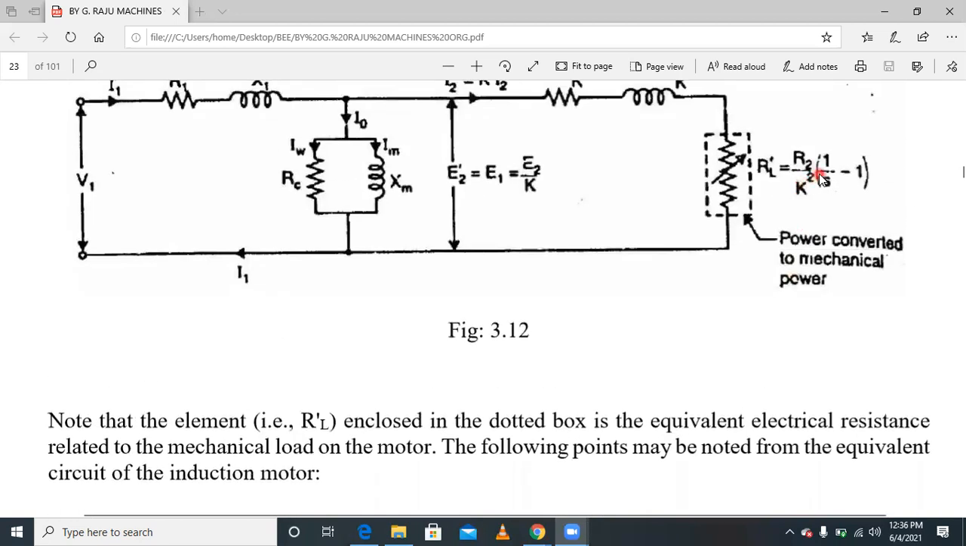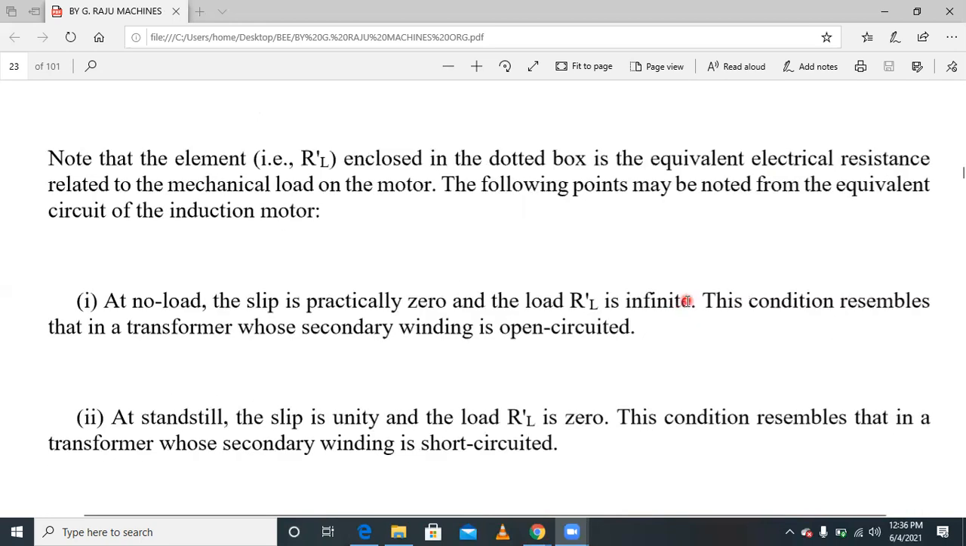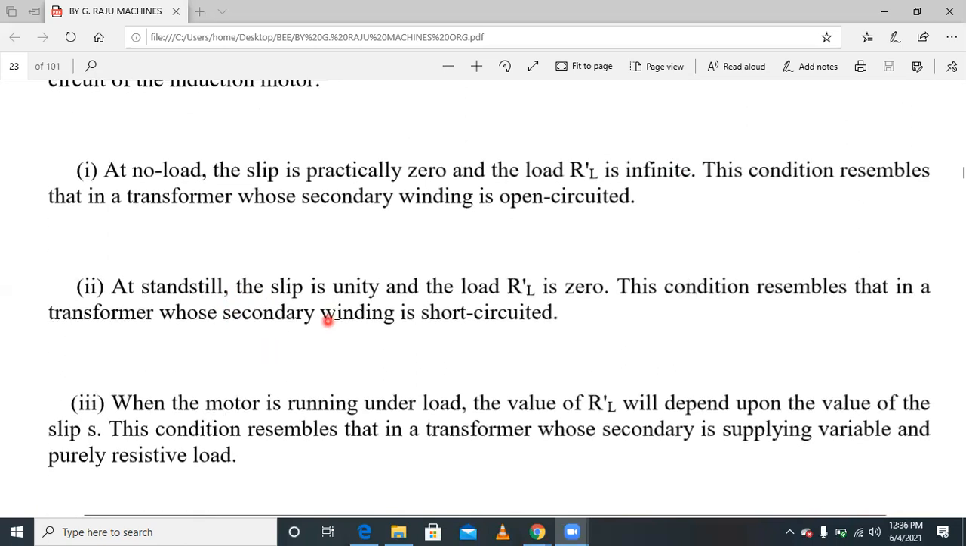Am I right or not? Substitute here S is equal to 1. At starting condition, slip is equal to 1 because the rotor speed is zero, NR is equal to 0, and then RL is equal to 0. That means short circuit. Zero resistance means it is acting as a short circuit. The secondary winding is acting as a short circuit. At standstill, the slip is unity, the load resistance is 0, and this condition resembles a transformer whose secondary winding is short circuited.